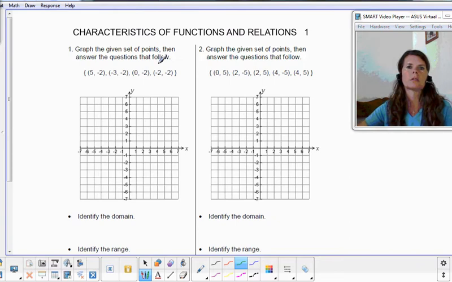Okay, characteristics of functions and relations. Graph these points. So go ahead and graph these points right now. Do that on your own.